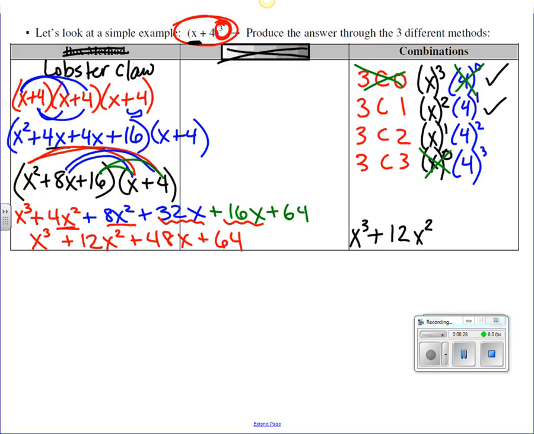Okay, put a plus. Now, 3 choose 2 goes in the calculator. But you're going to have to times it by what? 4 to the second.